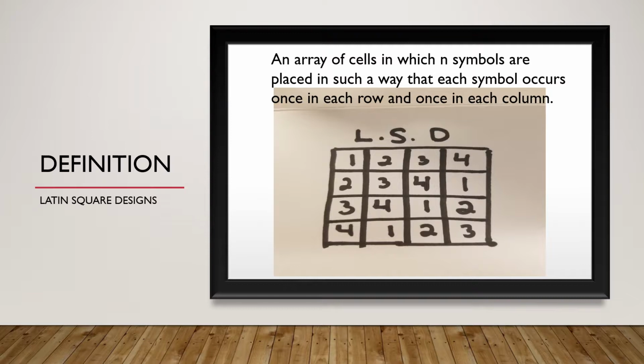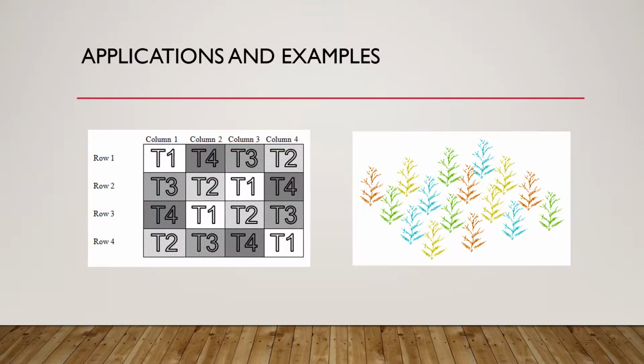A Latin square of order n is an n by n array of cells in which n symbols are placed, one per cell, in such a way that each symbol occurs once in each row and once in each column. These symbols can be anything from letters to numbers to shapes. These are two examples of Latin square designs.